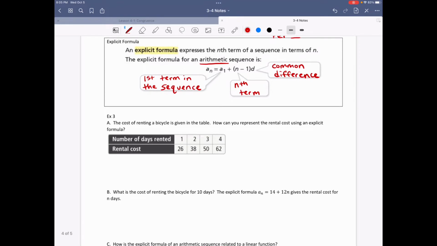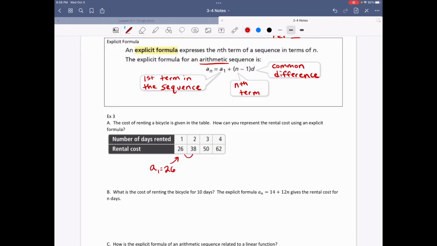Example 3, because this is continuing from our other examples in 3-4. The cost of renting a bicycle is given in the table. How can you represent the rental cost using an explicit formula? Well, what we need to know is the first term, and the first term is 26. And we also need to know the common difference.